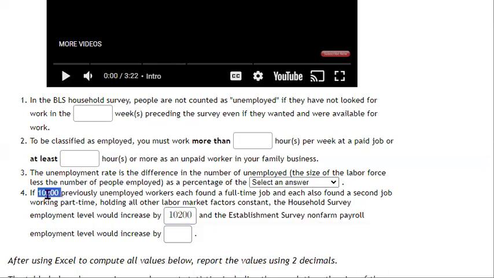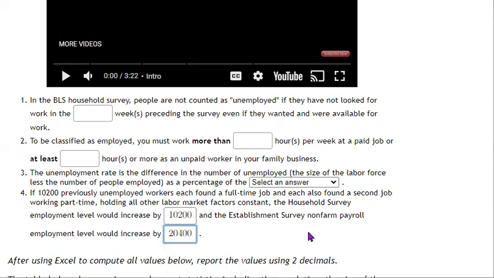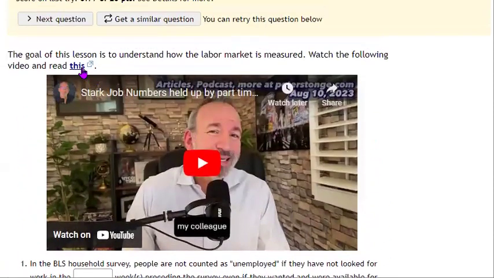The number of previously unemployed workers who found a full-time and a part-time job, they're working both, right? Now in the establishment survey, 10,200 people found a full-time job at some companies. Those same 10,200 people found part-time jobs at other companies. So all those companies would report the increases in their payrolls. And that would be 2 times this number. So 2 times that number is 20,400, right? I'll let you answer these questions by watching this video and reading this article, okay?